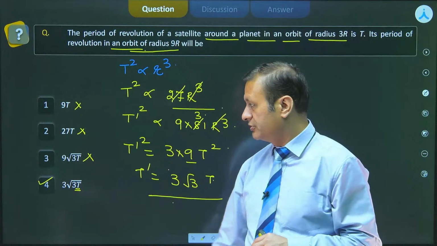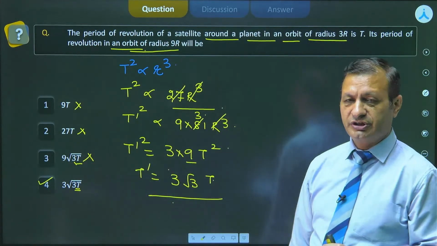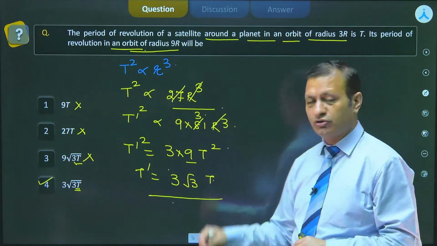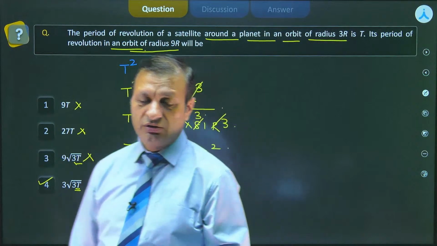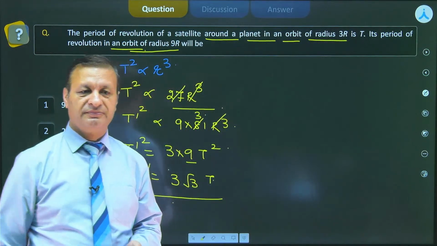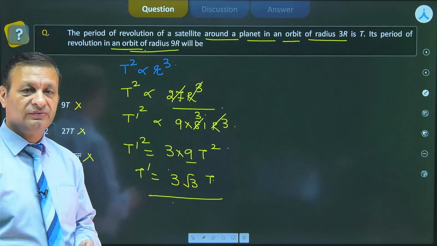In the other three options too, T should not be part of the square root. So just ignoring all these factors, focus on the main part. Any doubt? Good, Tyasha, keep it up. So shall we move?